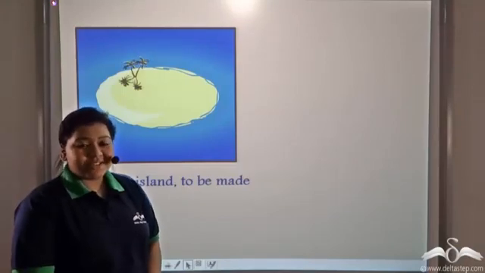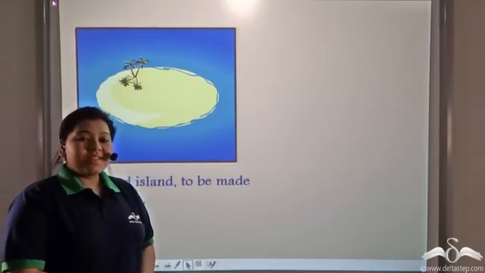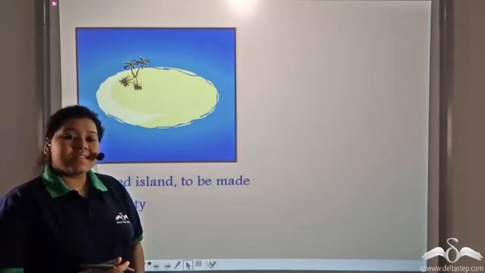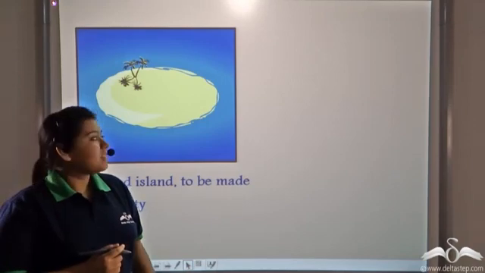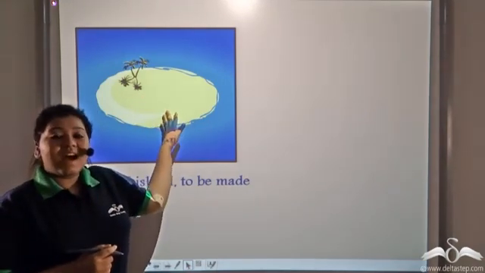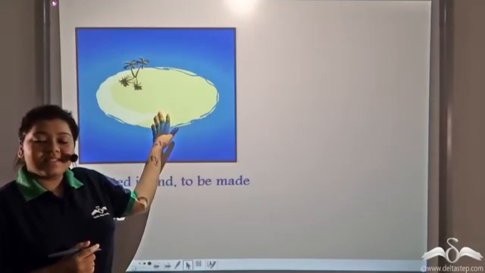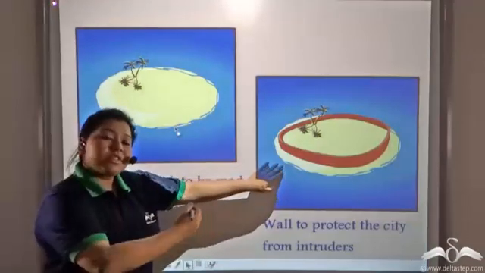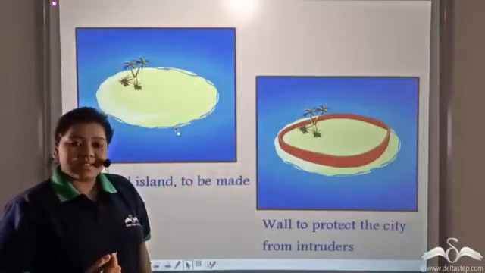Let me tell you a story today. Once there was an old rich man, and it was his dream to build a city of his own. For that, he bought an island. So what do you think he did after first buying the island? Yes, he built a wall around it to protect the city from intruders.